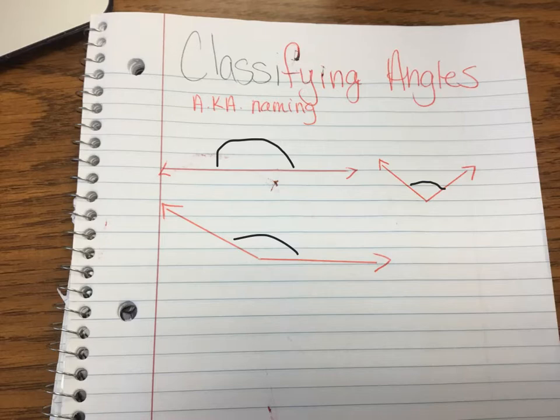We talked yesterday about intersecting lines, lines that cross. Within those lines that cross, there are angles right here, and right here, and right here, and right here.